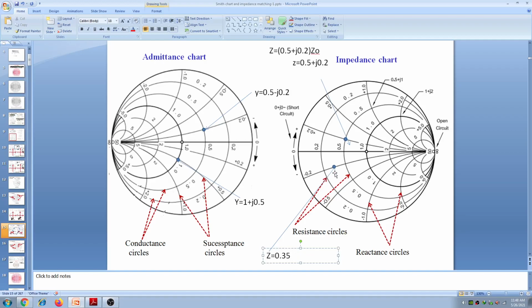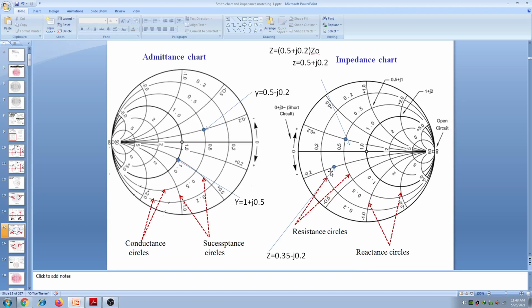Okay, and what is the reactance value at this position here? The reactance circle is passing like this. You read what the value of reactance is. Okay, that is minus 0.2, minus 0.2. So you can take minus 0.2 j. Okay, so like this is the impedance.